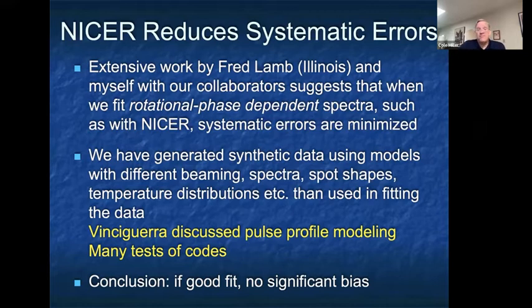So we have done a lot of tests. We generate synthetic data, so we know what the answer is, and we can use models of the synthetic data, which when we fit them, we're fitting them with different models. Maybe we generate oval spots and fit them with circles. We generate spots which have varying temperatures and we fit them with uniform temperature spots, the whole thing.